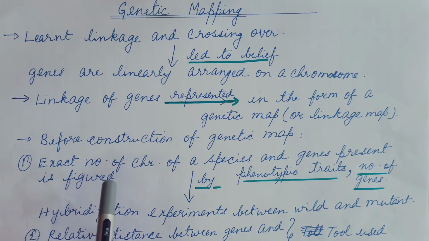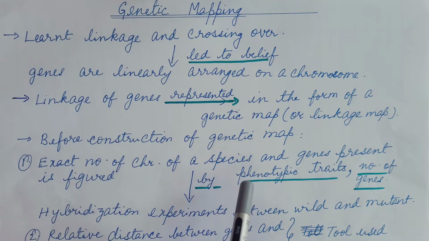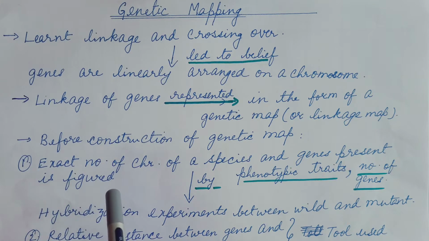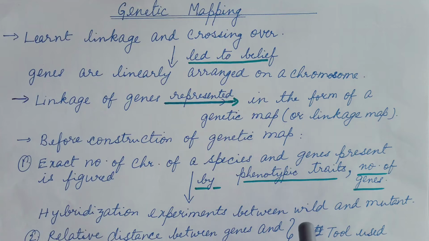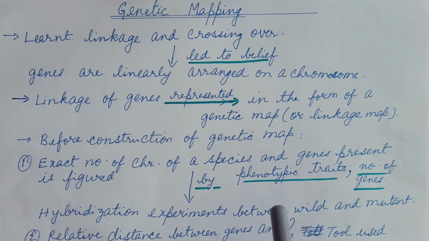First of all, the exact number of chromosomes of a species and the genes present are worked out. In other words, the phenotypic traits exhibited by the individuals, the linked genes controlling these phenotypic traits, and the number of the genes are worked out. And this is done by hybridization experiments between wild and mutant strains.